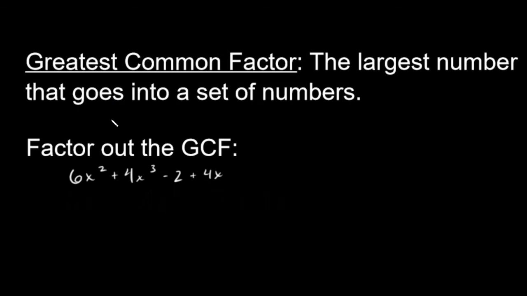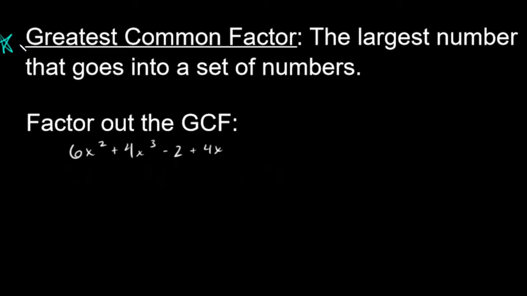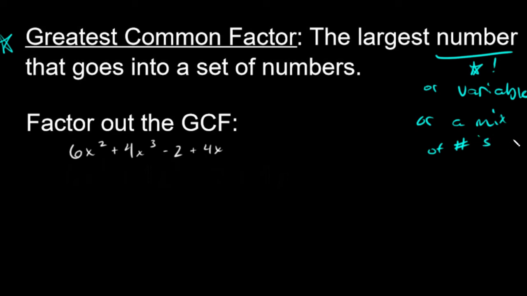So let's move on. The greatest common factor. Write that down. And the definition: the largest number that goes into a set of numbers. And it's not, strictly speaking, a number. It can also be a variable. All right? Or a mix of numbers and variables. And that's what we'll see, is a lot of times the greatest common factor is a mix. It's a number you've pulled out and a variable you pulled out, all right? And the variables can be raised to certain powers too.